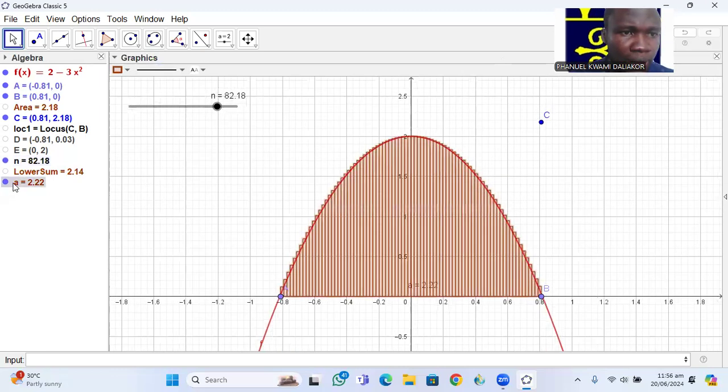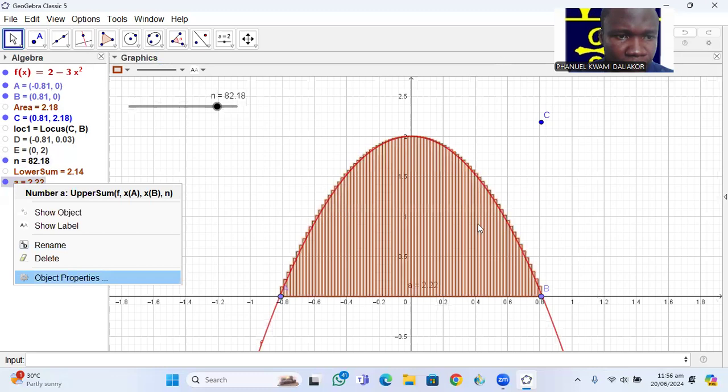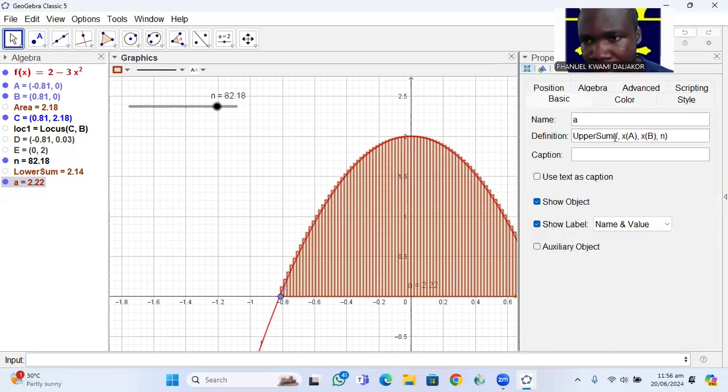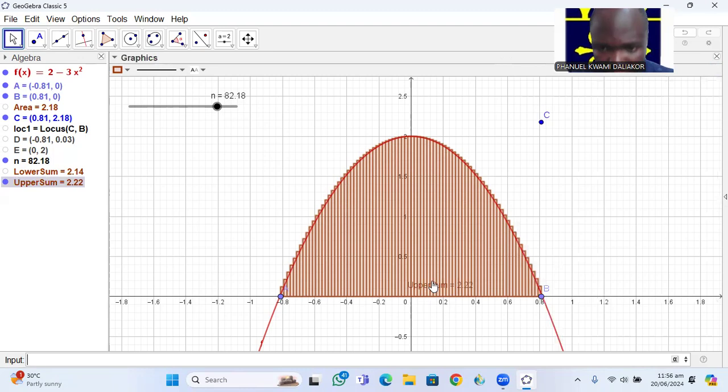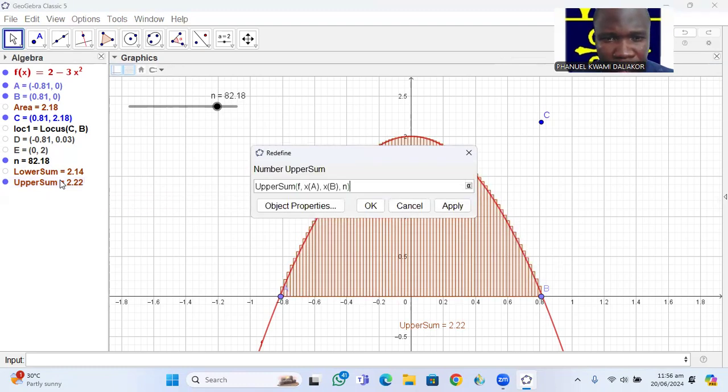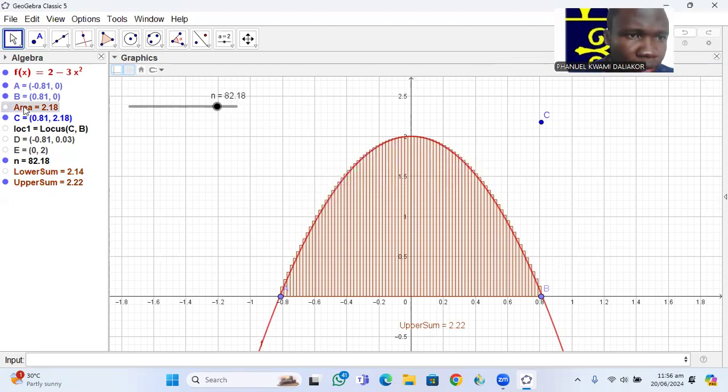Okay, so you can even rename this one also. Go to basic, only copy the upper sum. Then you name it here. And you do that. So that's your upper sum. Okay, we have it. So I can hide my sheet. Okay, that's upper and lower sum.